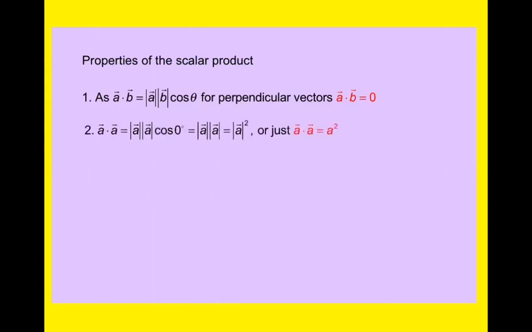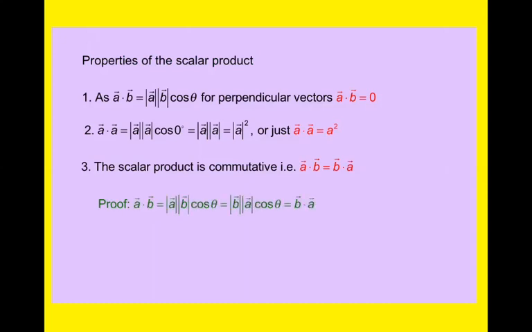If the two vectors are parallel, it means that the angle between them will be 0. Now cos of 0 is 1, so therefore we just have the magnitude times the magnitude, so it will just be the magnitude squared. Sometimes that's written as A dot A will just be equal to A squared. The scalar product is commutative, so A dot B is the same as B dot A. We don't really need to worry about the proof.